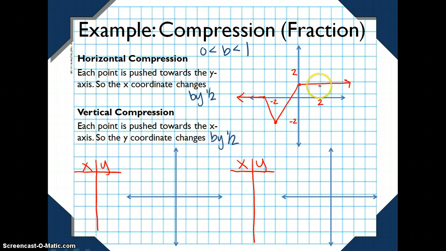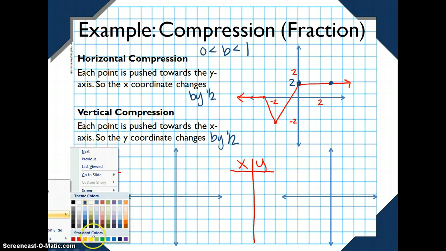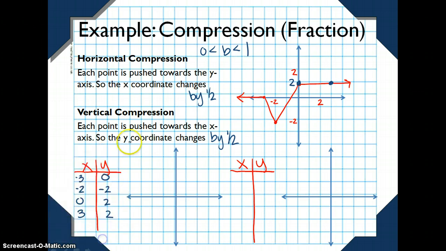So I'm going to start by labeling some points. Oh, my graph got slightly off. Oh, how funny. This should actually be over here at 2. Okay, so if we were to start this, we have -3, 0, -2, -2, 0, 2, and let's say 3, 2. Okay, so again, we're going to multiply by a half, and we're going to multiply everything to the x values in this case because we're doing a horizontal compression. So all of these are going to get multiplied by a half.